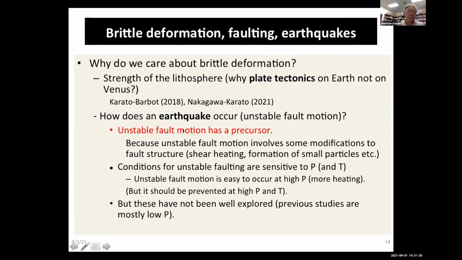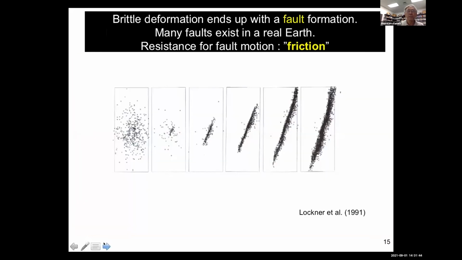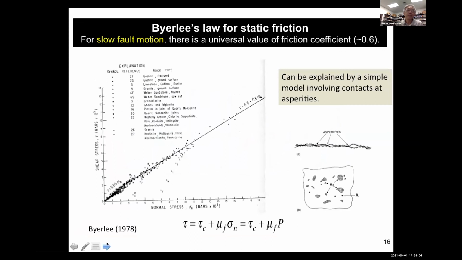And earthquakes are unstable fault motion, and you should ask, oh, fault motion is stable under some conditions, but unstable under different conditions. What determines this? That is one question you can address. When brittle deformation occurs, finally a fault is formed, and then deformation occurs along the fault. So we focus on fault friction. And for friction, a couple of concepts. One is, if you look at the friction coefficient at a slow velocity, there's a remarkable general rule called Byerlee's law. Friction coefficients are a universal constant, don't depend on rocks, and don't depend on temperature at all. It's 0.6. This can be explained very easily by a very simple model of asperity.